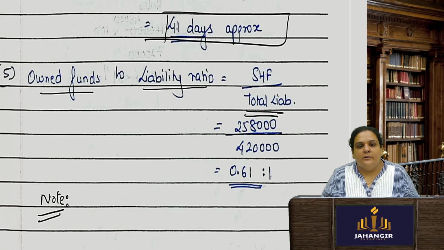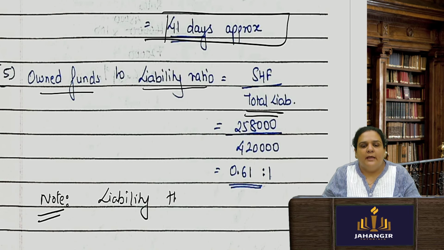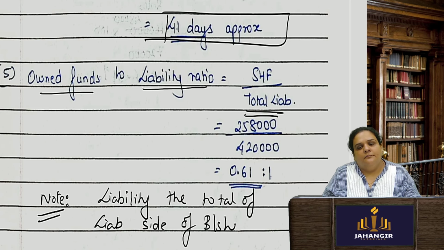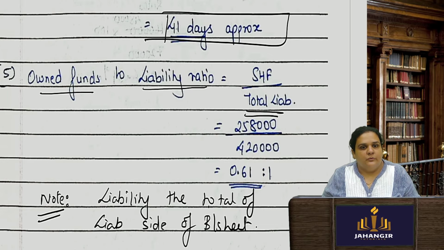Okay, so generally institutes don't ask this type of questions. I have just kept it over here and I am asking you why, because it's there in the module. So you can write over here that we are assuming that the liability means the total of the liability side of the balance sheet. If you are taking only liabilities, that is long-term, short-term liabilities, then you can mention it like that and give the ratio. Okay.